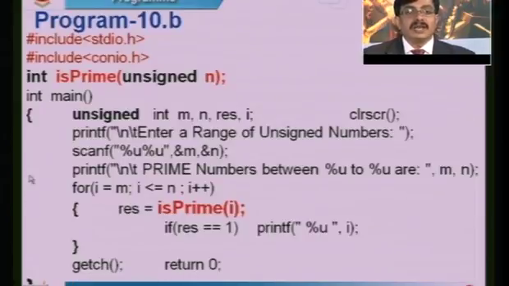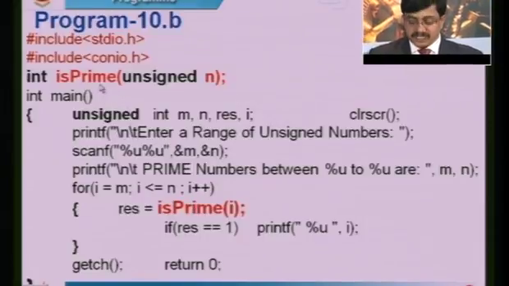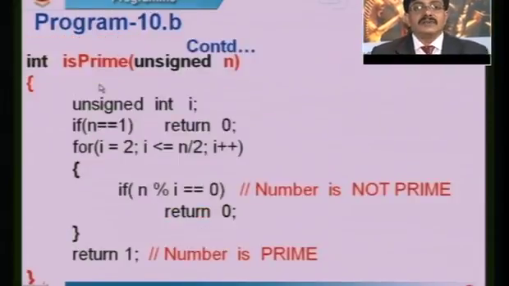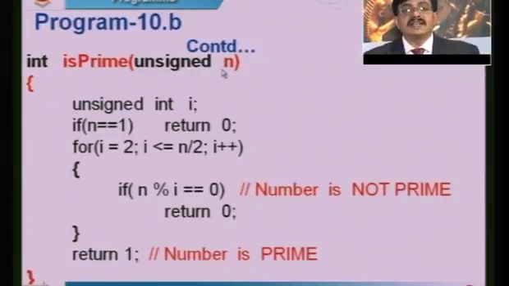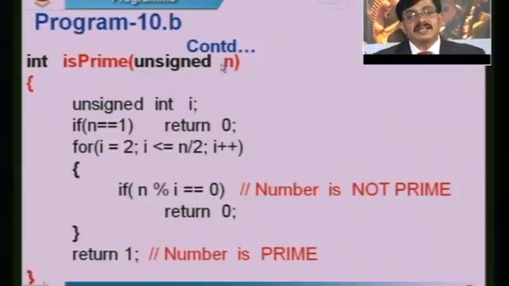Now the main function has been closed. After this we have to define the isPrime function. Here this is the function call of isPrime, and this is the function prototype of isPrime. If you look at the function definition of isPrime, it is taking an unsigned number as a parameter. It could be unsigned int or just unsigned, anything you can write there. And the return type of the function is int.